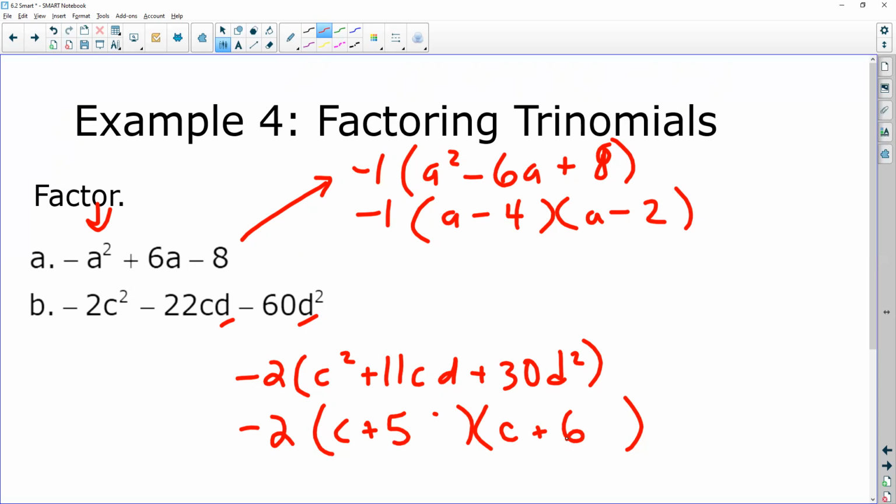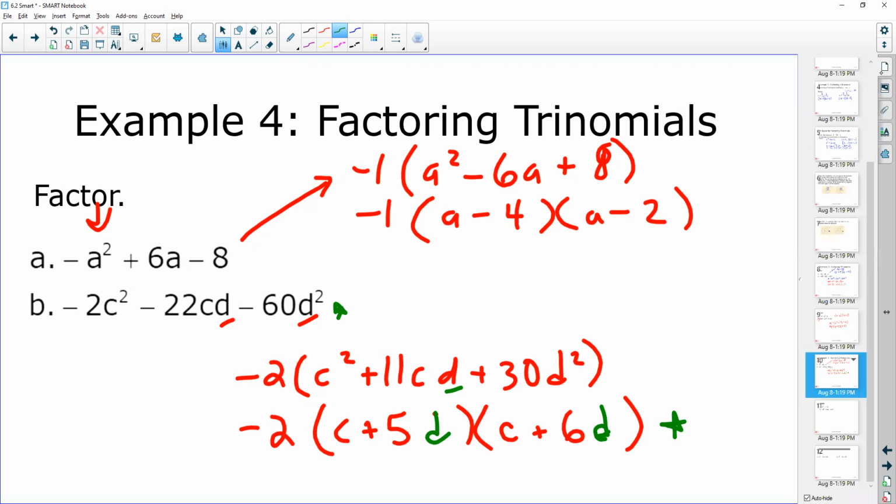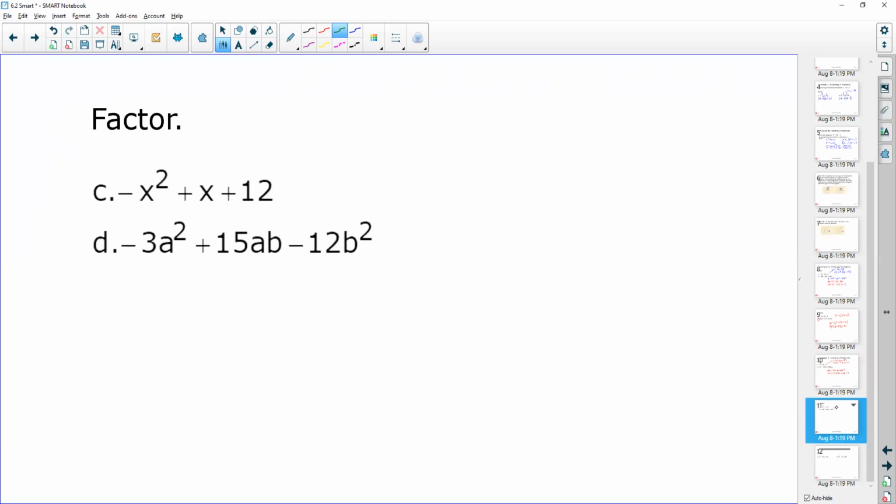But now I have to handle that D, and all I'm going to do is tack it on to the end. And if you FOIL this through, you're going to get what you started with. Okay, don't let the D panic you. All right, you try these two, factor out the negative 1, see what happens next.